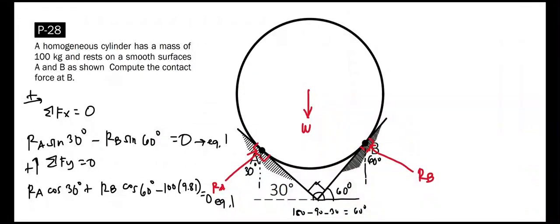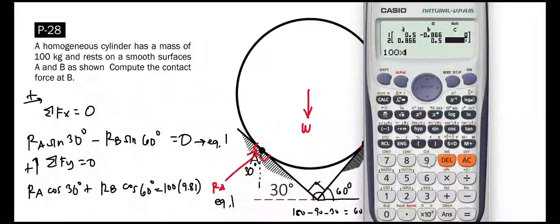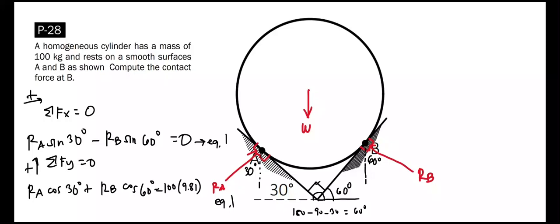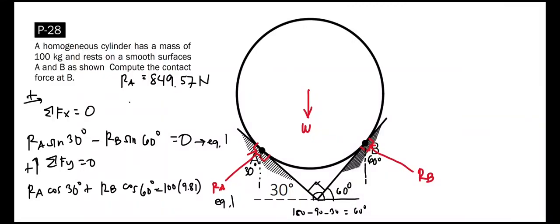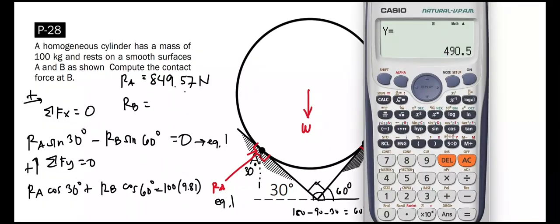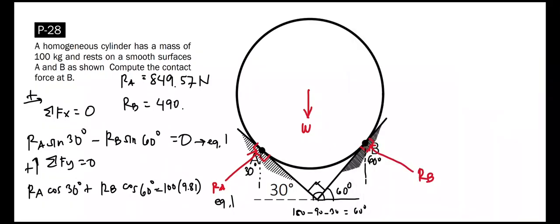So the constant term is 100 times 9.81, so we have R sub A cosine 30 degrees plus R sub B cosine 60 degrees equal to 100 times 9.81. So we have the reaction at A that is equal to 849.57 newtons. And for R sub B, that is a value of 490.5 newtons. And this is our final answer.